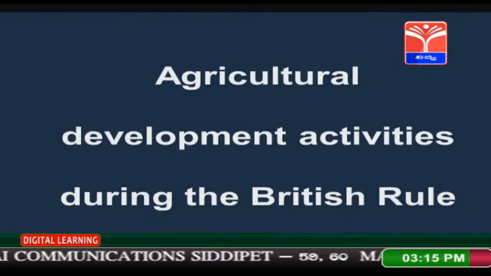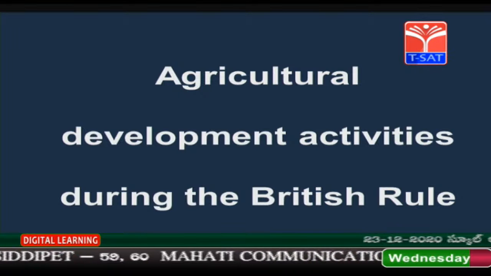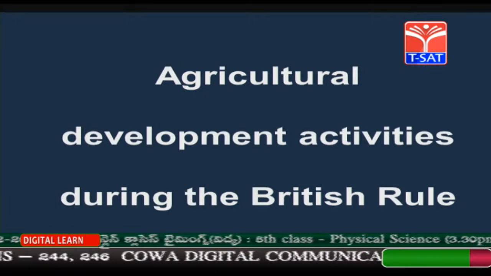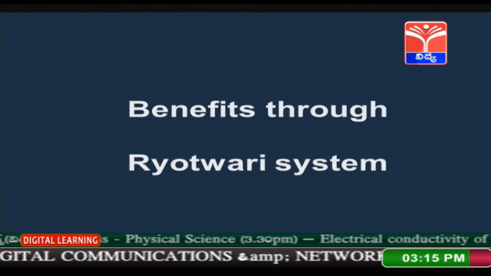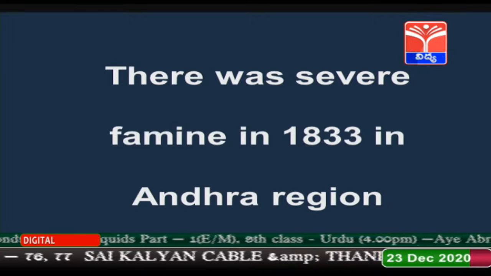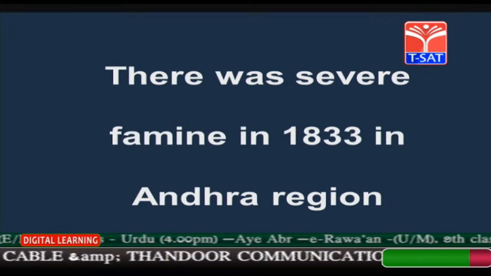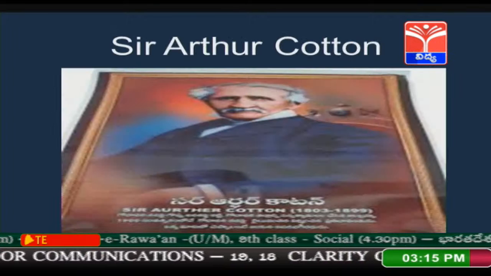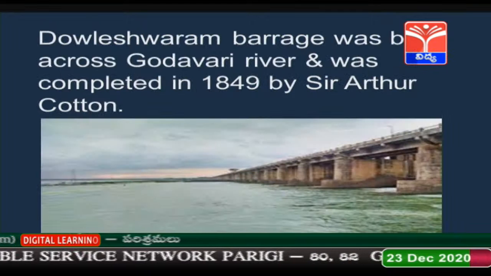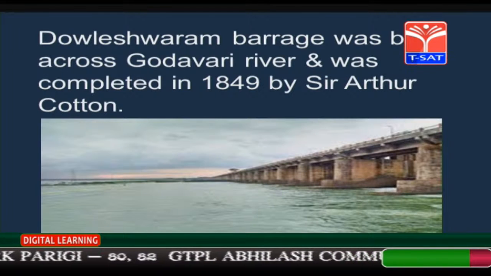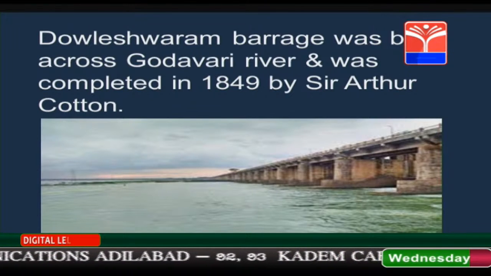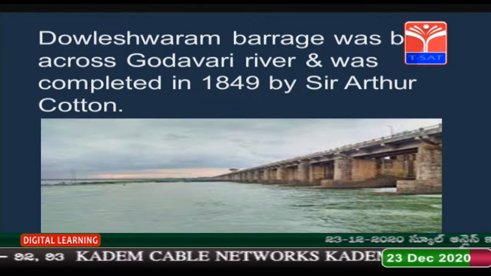Agricultural development activities during the British rule. There were some British officials who took certain steps for agricultural development during their period. There was a severe famine in 1833 in the Andhra region, a severe acute shortage of food supply. Then the British officer Sir Arthur Cotton, what did he do? He constructed the Dhowleswaram barrage across the river Godavari, and it was completed in 1849 by Sir Arthur Cotton.